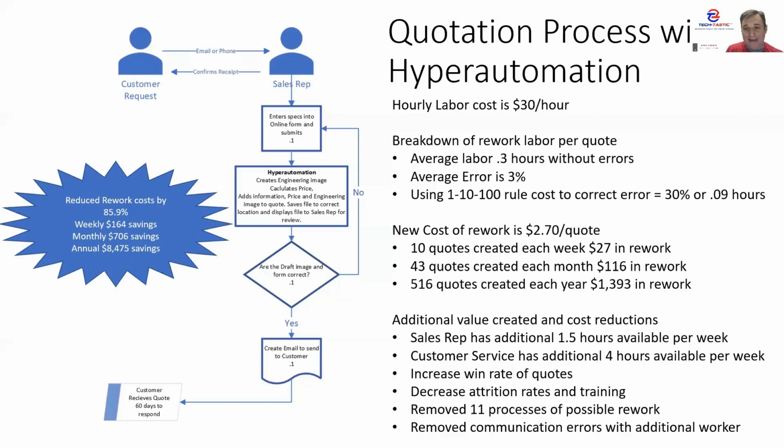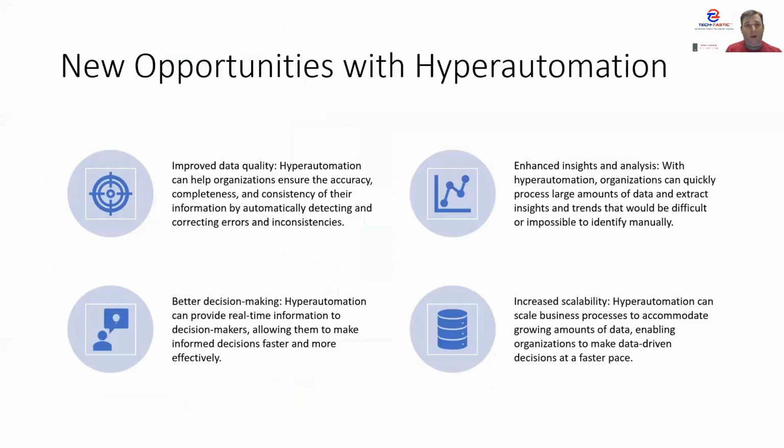We ended up with an annual savings of $8,475 annually. Plus, we also added the value of increasing quote win rates, and also decreasing the attrition rates and the training. Now, this also opens us up to a lot of new opportunities that we didn't have before, that would be impossible to do if we did not use hyperautomation.